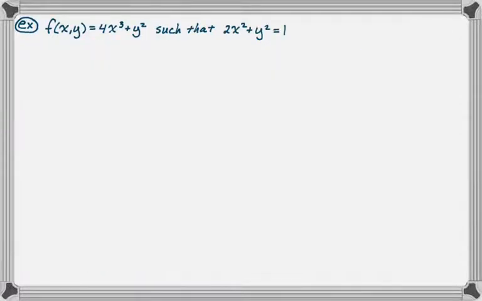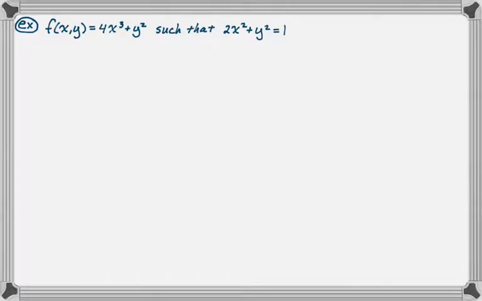So we're trying to find the maximum and minimum values of f(x,y) = 4x^3 + y^2, given the constraint 2x^2 + y^2 = 1, which is kind of like an elliptical cylinder. We have the surface f(x,y), and we're just going to cut it and see what's the biggest value that the function takes along that boundary, and what's the smallest value that it takes along the boundary?